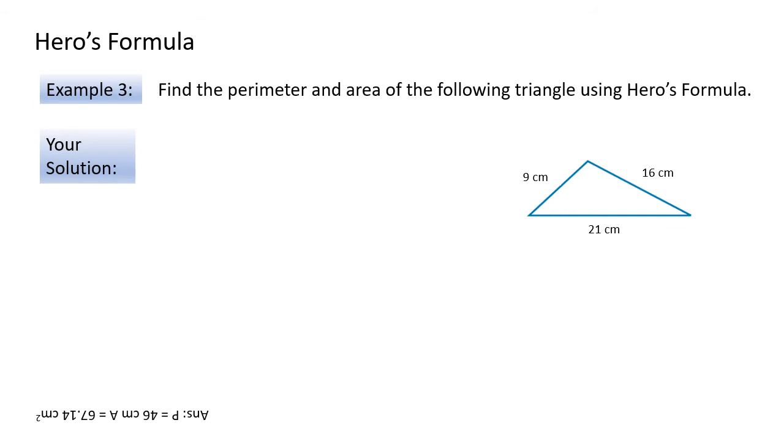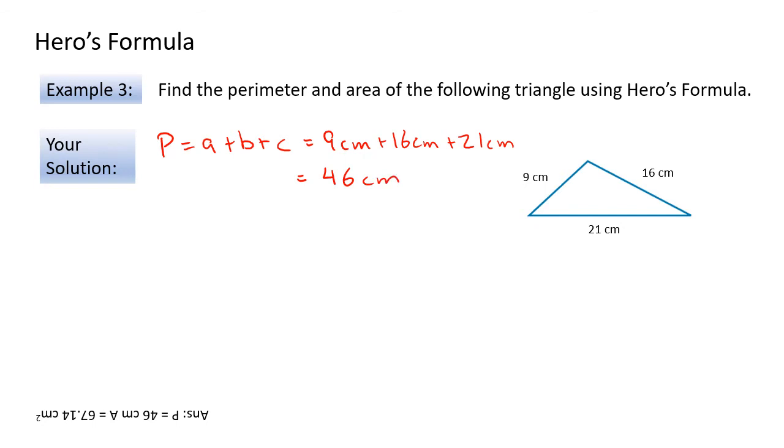So let's look at an example of that. Find the perimeter and area of the following triangle using Hero's formula. Okay, so perimeter, pretty straightforward, A plus B plus C. Okay, 9, and I'll leave centimeters. So 9 centimeters plus 16 centimeters plus 21 centimeters. And if you do that, you get 46 centimeters.